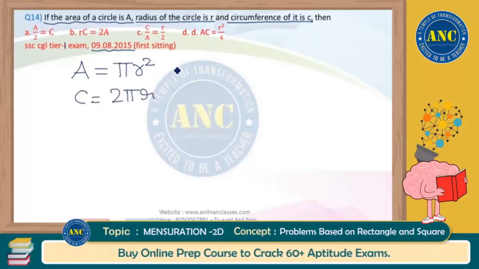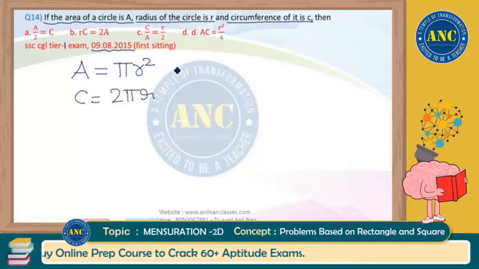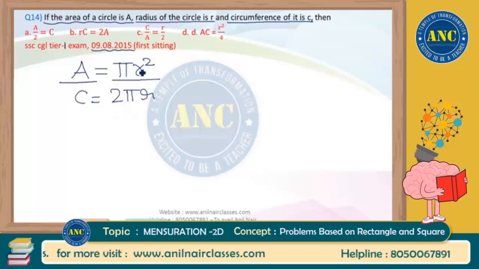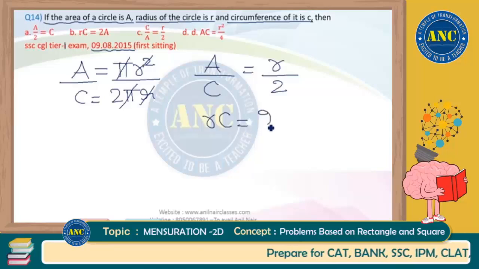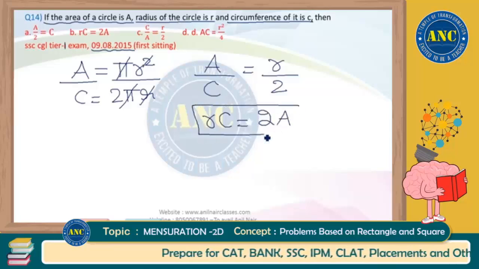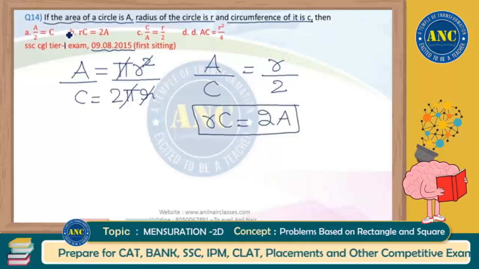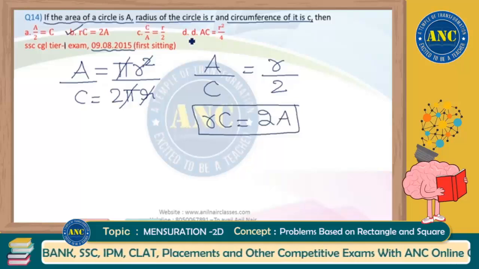That means you need to find the relationship between circumference, area and the radius. It is very easy, sir. If I divide one by the other, pi will cancel, 1 r will cancel. A by c will be equal to r by 2. If I cross multiply and simplify, this becomes rc is equal to 2a. rc is equal to 2a is what is given in option B. Therefore, that should be the correct option.